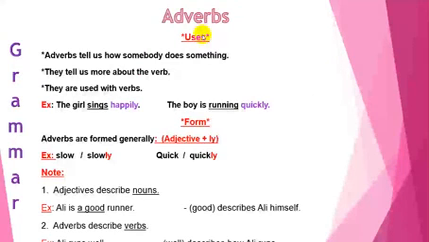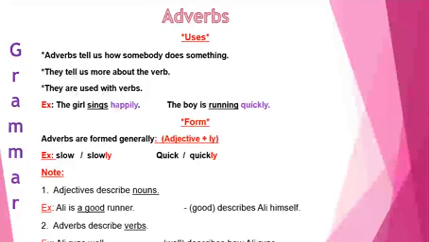Let us check the uses. Adverbs tell us how somebody does something, like, for example, the boy is running quickly. How is the boy running? He's running quickly. Okay, they tell us more about the verbs, and they are used with verbs, like I told you. Adverb, verbs. Okay, let us check the examples together.